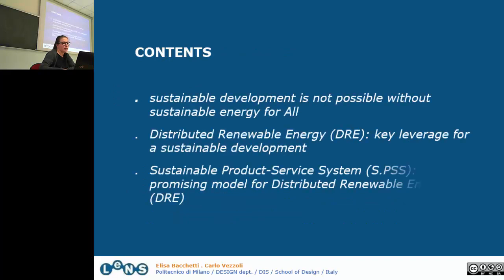So the content of the first part of the lecture will be about sustainable development, which is not possible without sustainable energy for all. A possible offer model, which is distributed renewable energy. And then what a sustainable product service system can do to support distributed renewable energy.